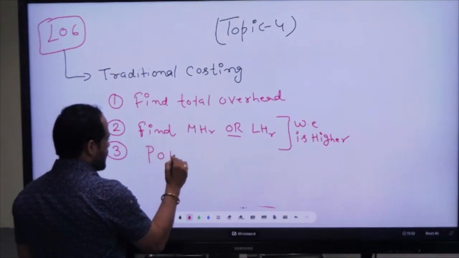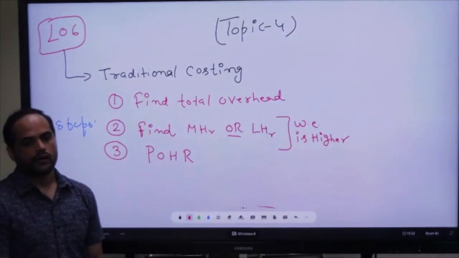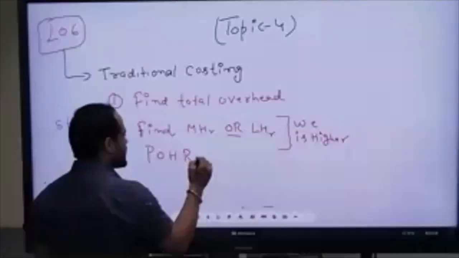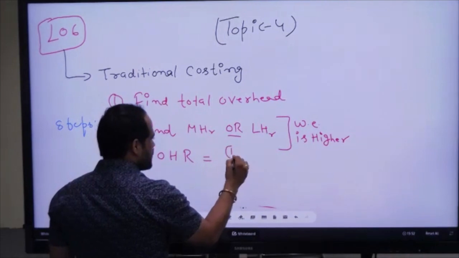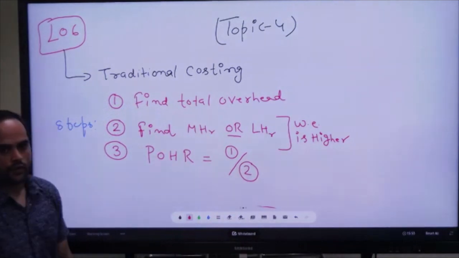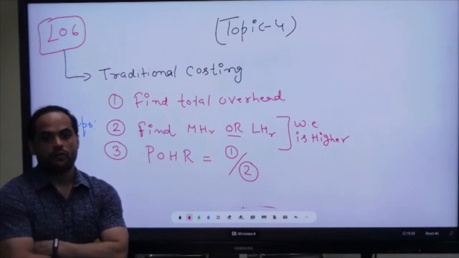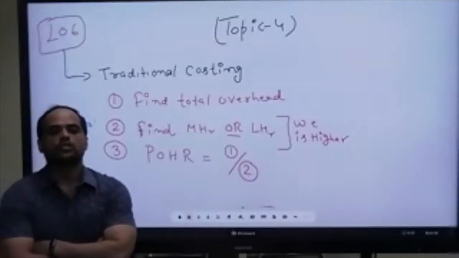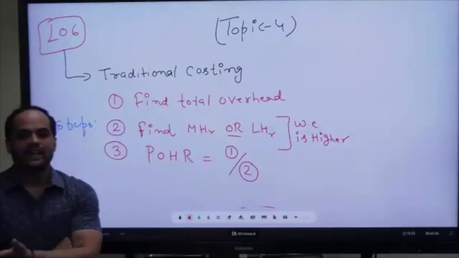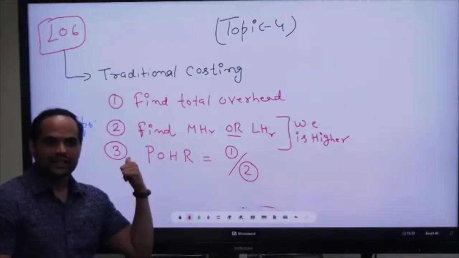Predetermined overhead rate. So the way to calculate the predetermined overhead rate is step 1 divided by step 2, right? Step 1, which is total overheads, divided by step 2, which could be machine hours or labor hours. Once we have the predetermined overhead rates, we will allocate overheads using these rates.